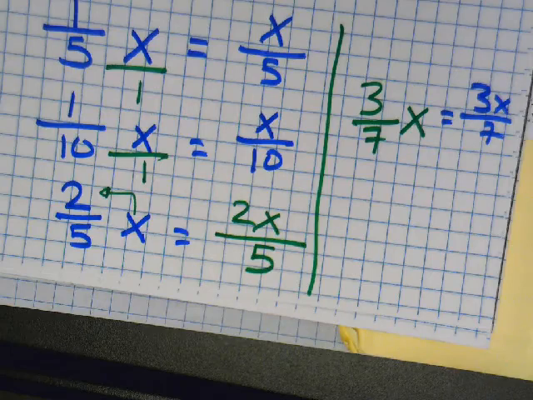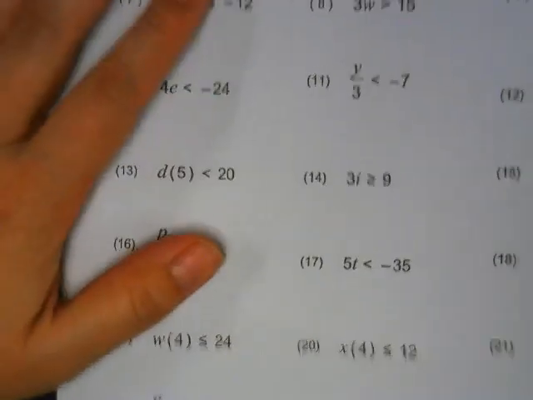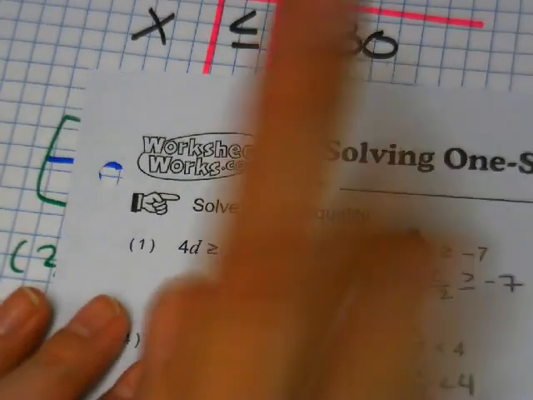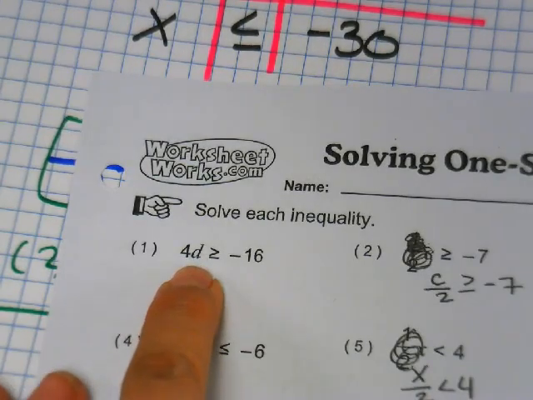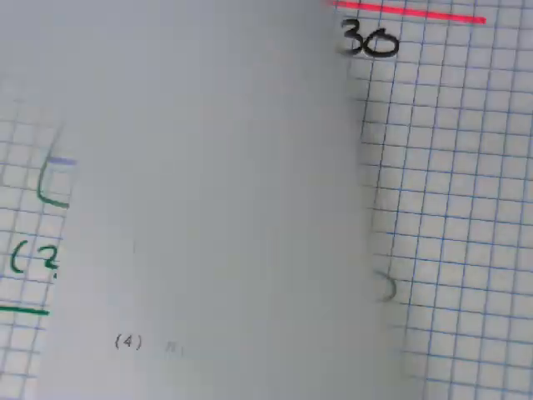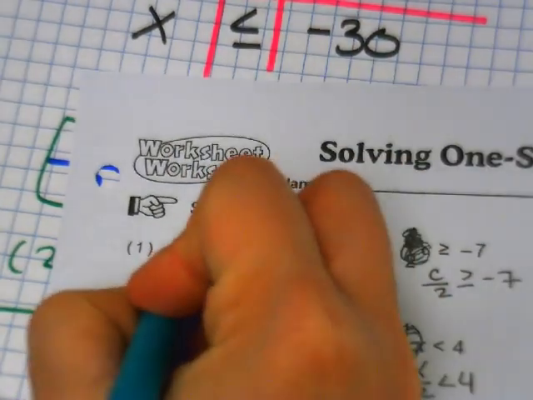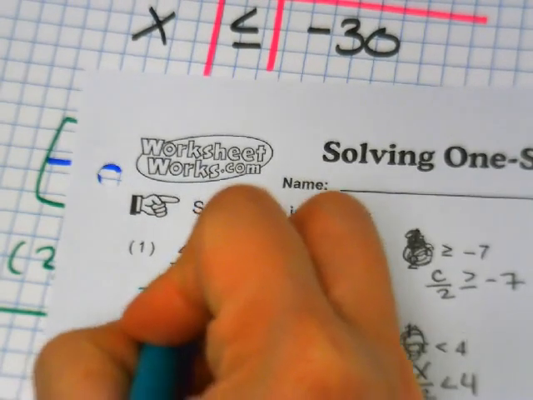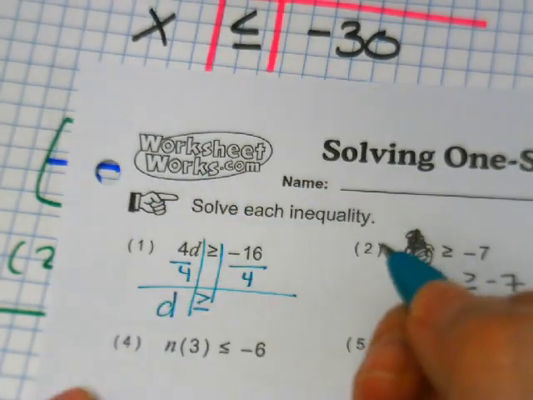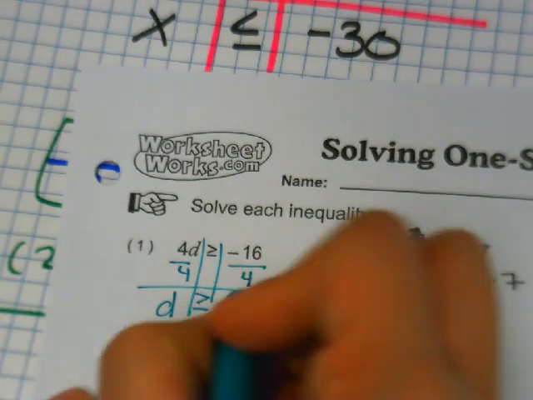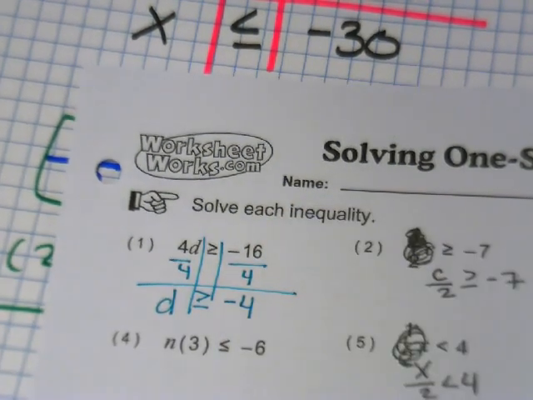I made them easier for you, and I rewrote number 2 and number 5. Nice. All right, so reminder, when they're squished together, it means multiplication. So what are you going to do? Divide. So I'm going to divide by 4. I'm going to divide by 4. So we have D is greater than or equal to... -4.